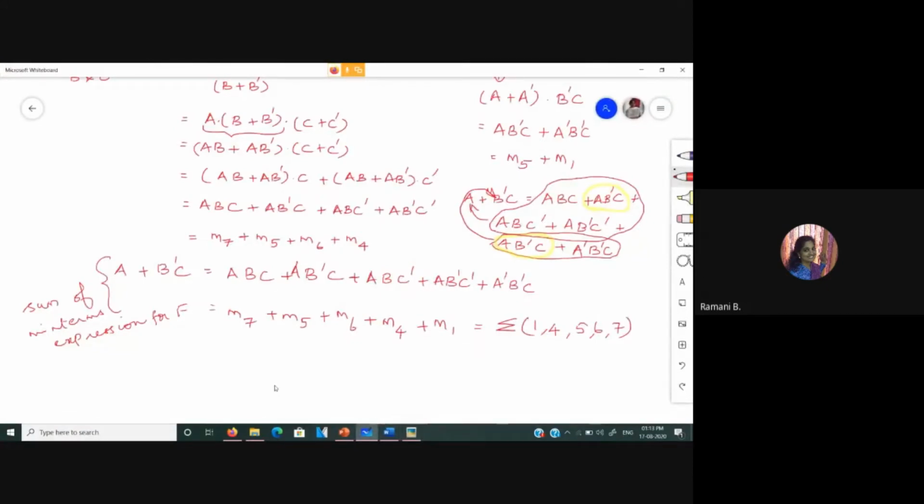Okay. So the unprimed variables correspond to 1, 1 and 1. The equivalent decimal is 7, so we name it m7. This is a. So 1, 0, 1 is the equivalent of 5. 1, 1, 0 is the equivalent of 6. 1, 0, 0 is the equivalent of 4, and 0, 0, 1 is the equivalent of 1.